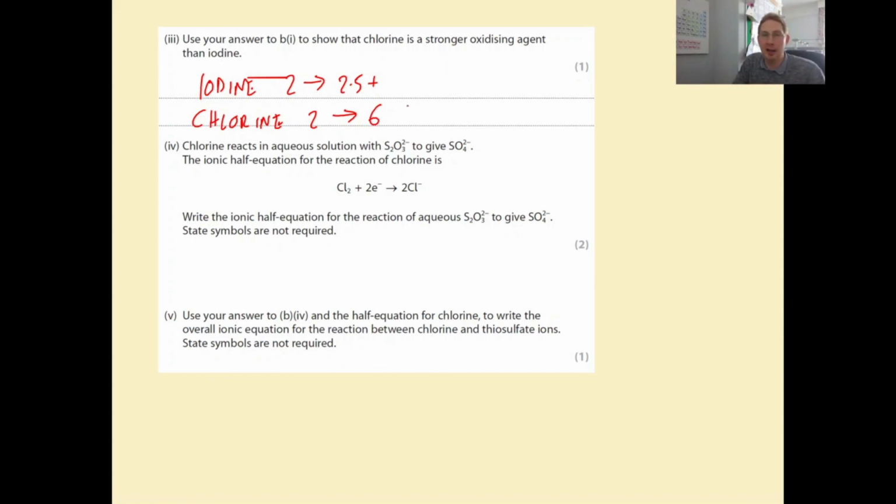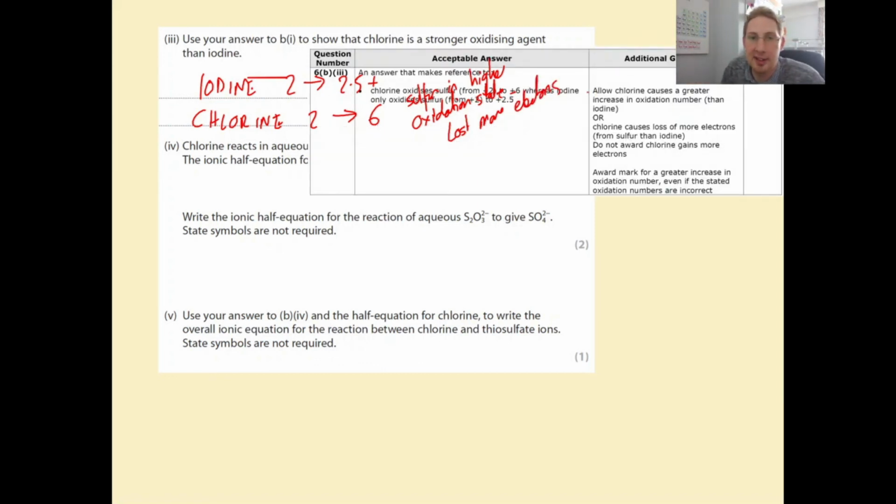So it is sulfur in higher oxidation state. It has lost more electrons. Okay, something like that. An answer that makes reference to chlorine oxidizes sulfur from plus 2 to plus 6, whereas iodine only oxidizes sulfur from plus 2 to plus 2.5.